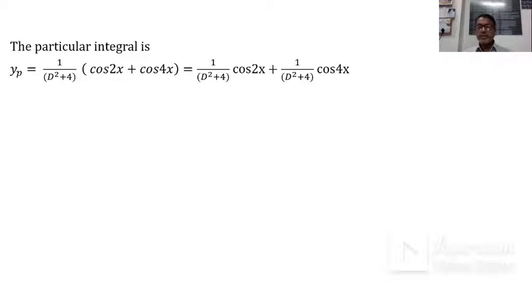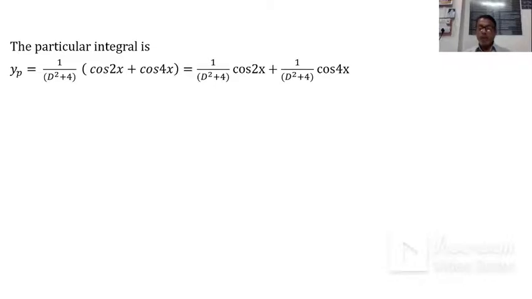Now we separate this term. This is equal to 1 upon D square plus 4 operate on cos 2x plus 1 upon D square plus 4 operate on cos 4x. Now, when we operate the first term, 1 upon D square plus 4 on cos 2x, we substitute D square by minus a square. For this term, a is 2, its square is 4. Therefore, minus a square is minus 4. And if we substitute this in the denominator, then the denominator vanishes, it becomes 0.